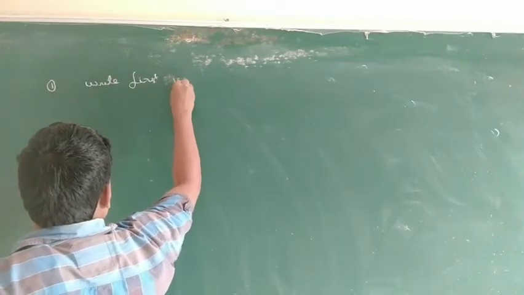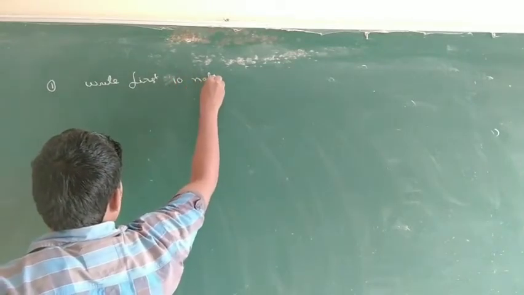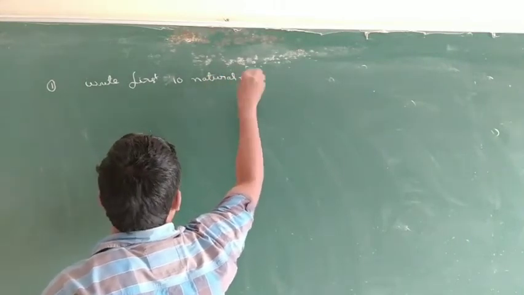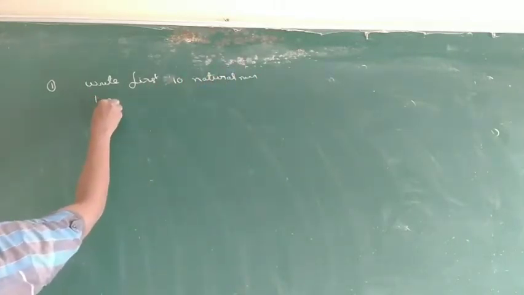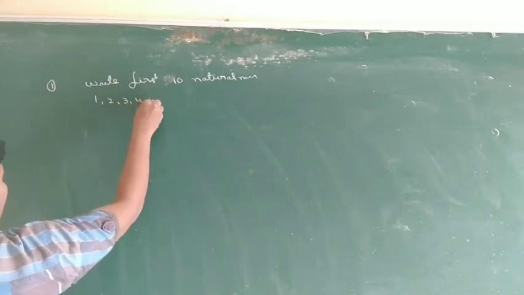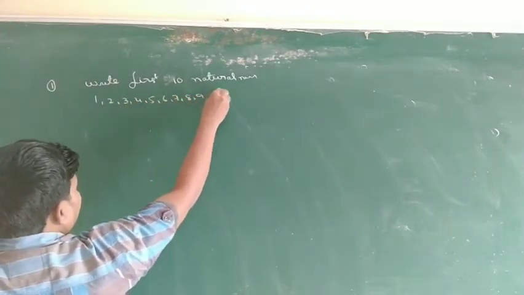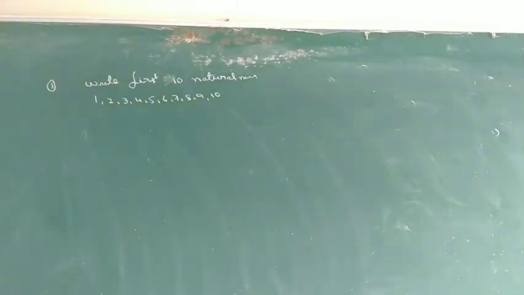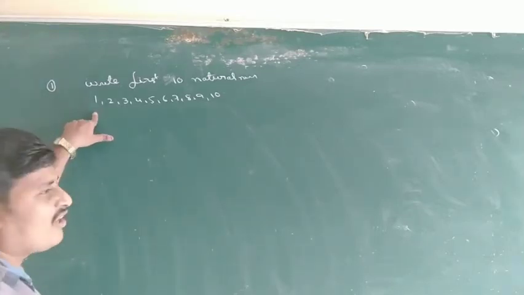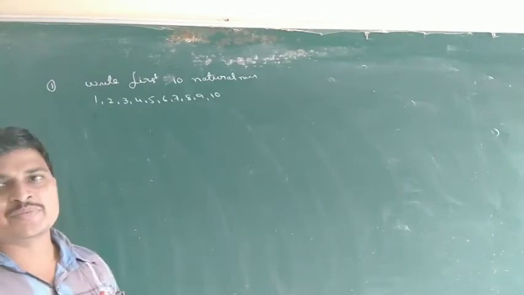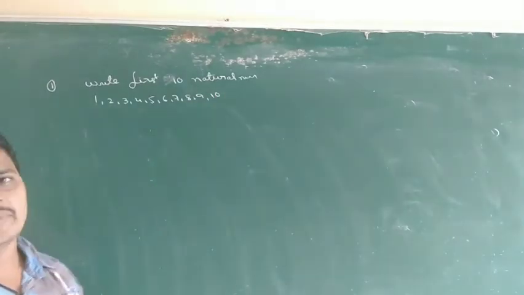First 10 natural numbers: 1, 2, 3, 4, 5, 6, 7, 8, 9, 10. 10 natural numbers means starting number is 1, and 1 to 10 means the last number is 10.